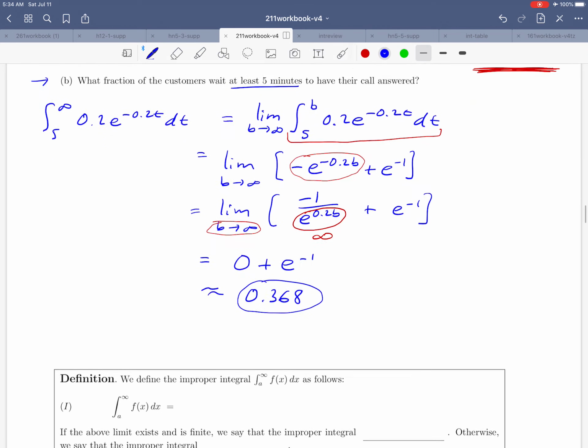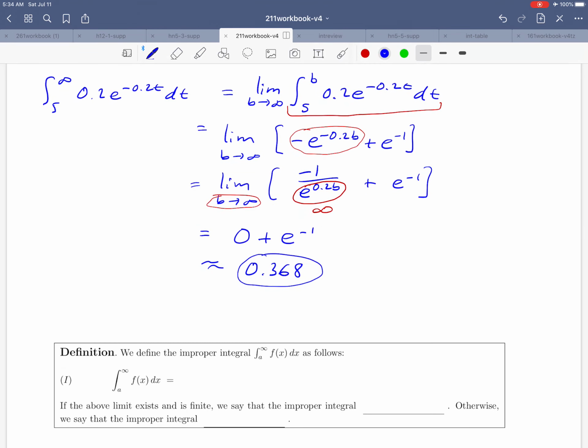Okay, and so just to tie this discussion together, let's fill this definition in at the bottom of the page. We define the improper integral from a to infinity as follows. It's going to be the same two-step process that we described above. Because infinity is not a number, we're going to first integrate from a to b, and then we're going to take the limit as b goes to infinity. Two steps.